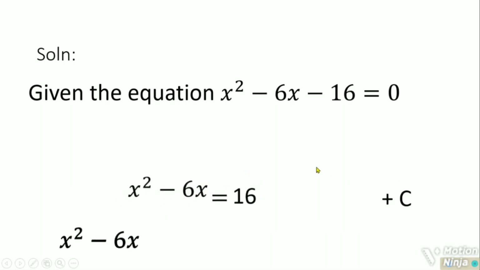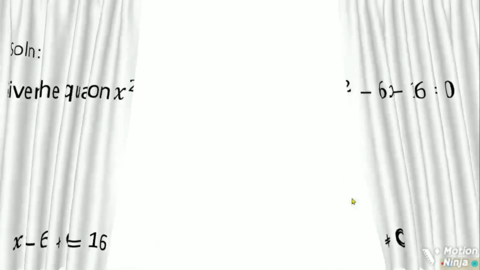After that, we are going to add a constant on both sides. On this side, we have to add a certain constant whose value we don't know, and we will calculate it later. On this side also, we are going to add the constant. So here will be x squared minus 6x plus c, which is equal to 16 plus c. So we have already added a certain constant represented by the letter c. So how are we going to get the value of the constant?